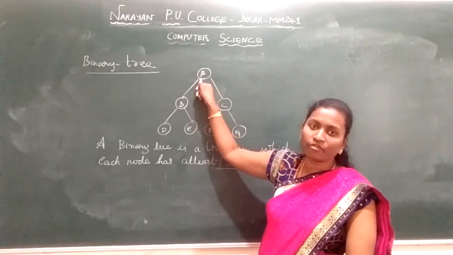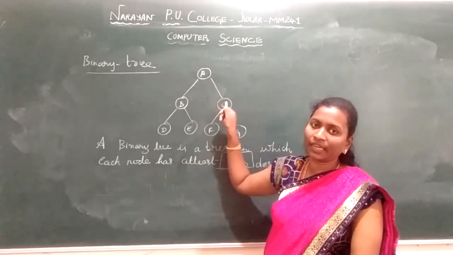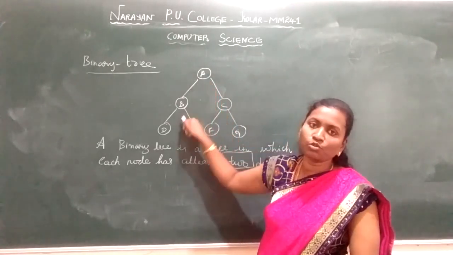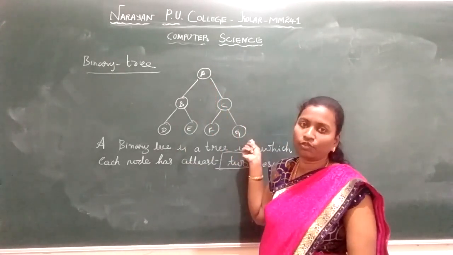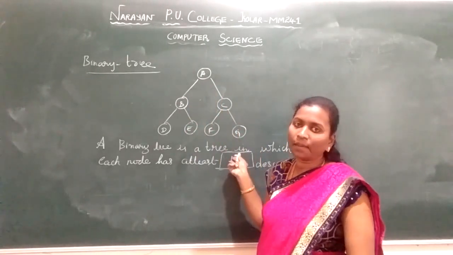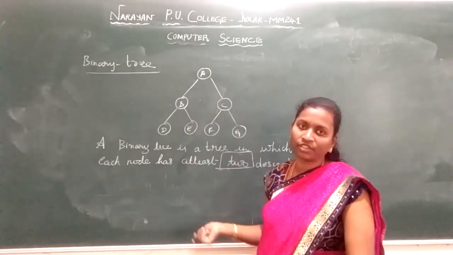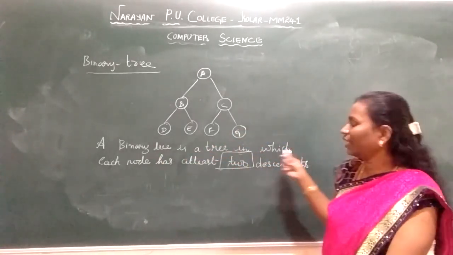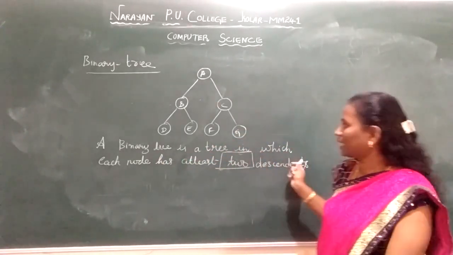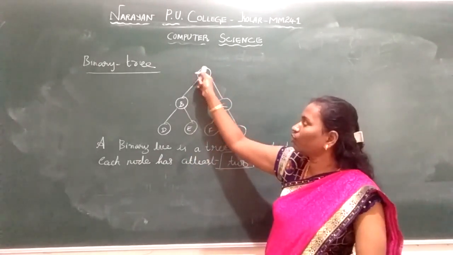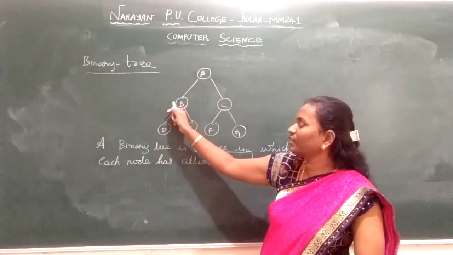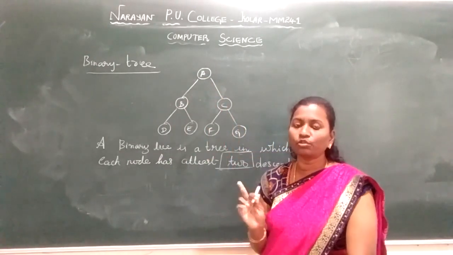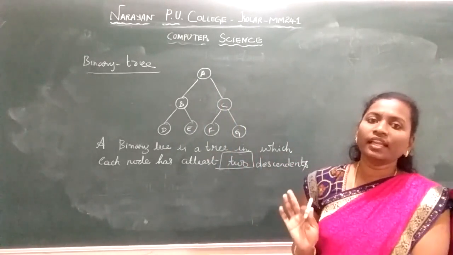In a binary tree, we have a root node, a left subtree and a right subtree. So a binary tree is a tree which has at least 2 descendants, a minimum of 2 descendants. The binary tree definition is asked for 1 mark. So what is a binary tree? A binary tree is a tree in which each node has at least 2 descendants. Here we have a root node with a right subtree and a left subtree.